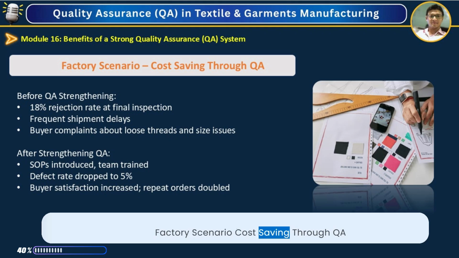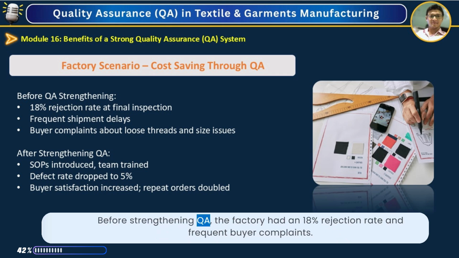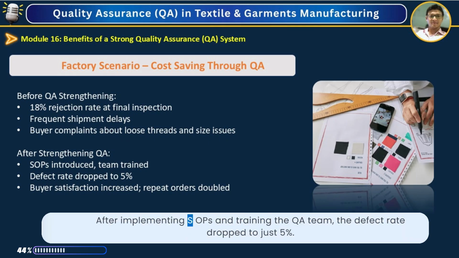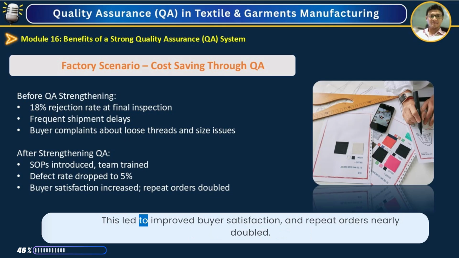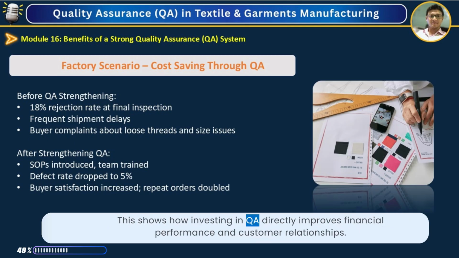Factory scenario: cost saving through QA. Let's look at a real factory example. Before strengthening QA, the factory had an 18% rejection rate and frequent buyer complaints. After implementing SOPs and training the QA team, the defect rate dropped to just 5%. This led to improved buyer satisfaction, and repeat orders nearly doubled. This shows how investing in QA directly improves financial performance and customer relationships.